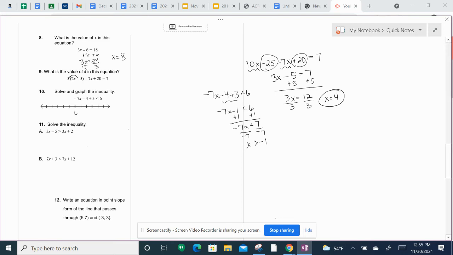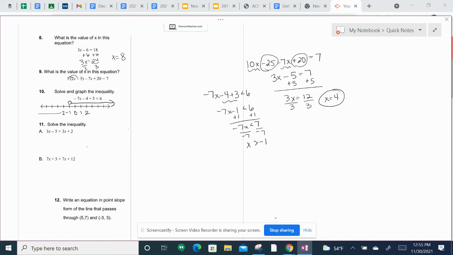So coming over here to my graph, I'm going to label a couple of boxes here, and I'm going to put an open circle at -1. Remember, if there's not an equal to sign, it's open. And then I'm going to graph to the right where x's are greater than -1.